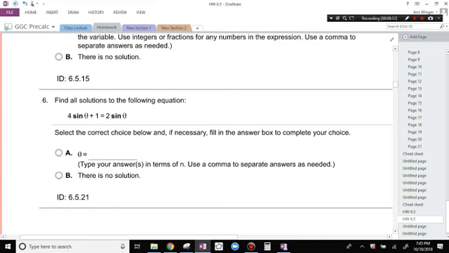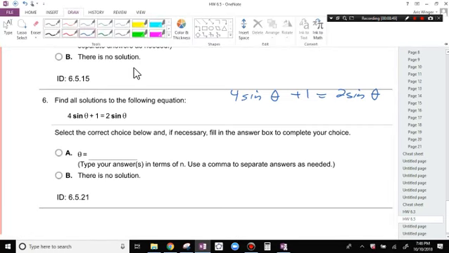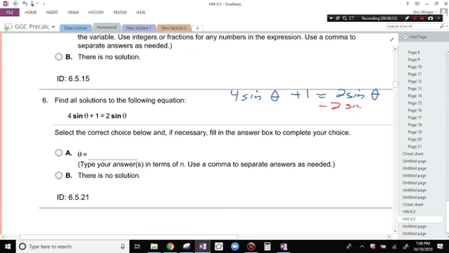So now we got an equation. We have 4 sine theta plus 1 equals 2 sine theta. We want to get theta by itself. So in the moment, we want to just get sine by itself. So we just subtract 2 sine theta on both sides. I got 4 of these minus 2 of these, so 2 sine theta plus 1 is equal to 0. Trying to get theta by itself, 2 sine theta equals -1.